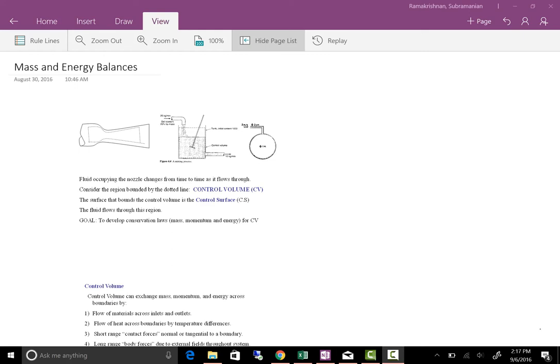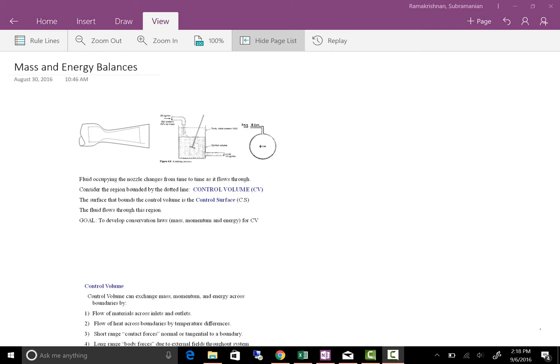Oh, hello everyone. Let's start off this video lecture by introducing one important concept, the concept of what is known as the control volume and the control surface. Before we do a mass and energy balance, it's always important you first define your control volume and the control surface, right? So what is a control volume?